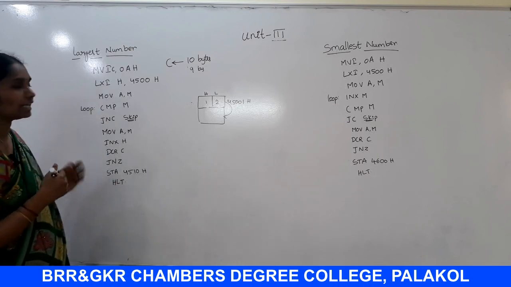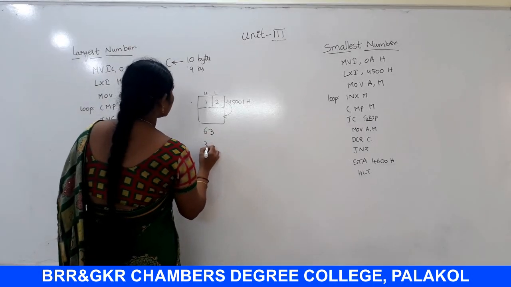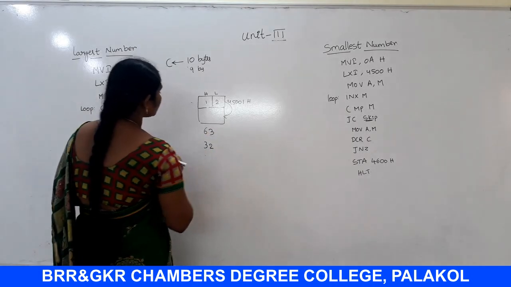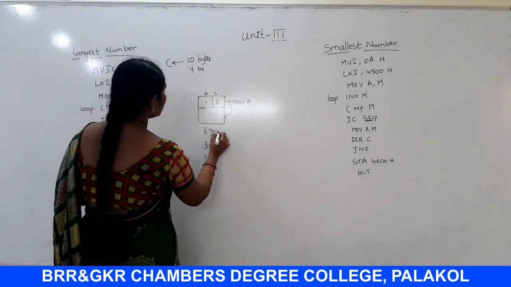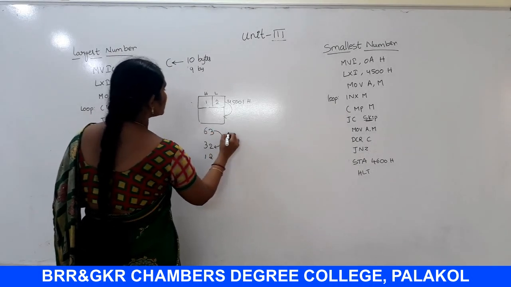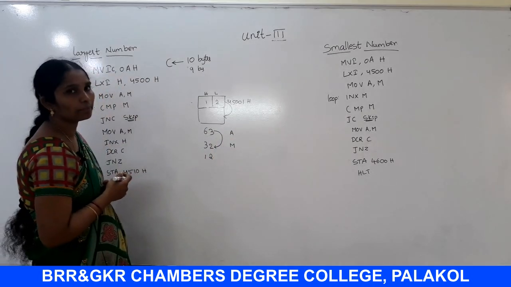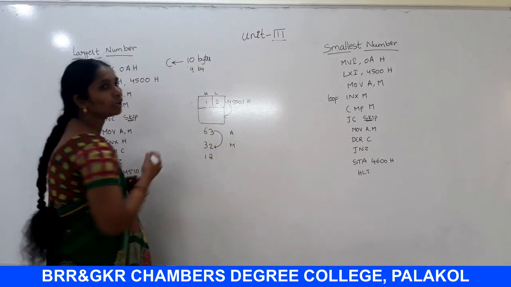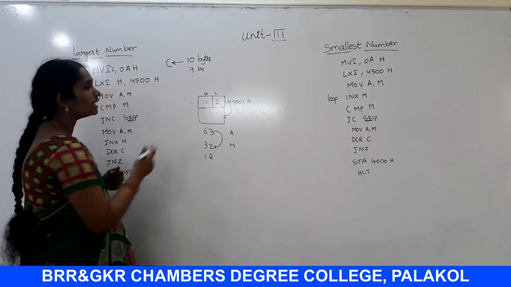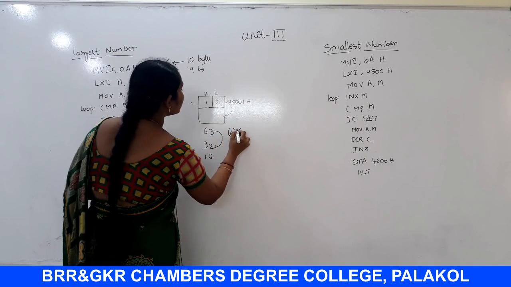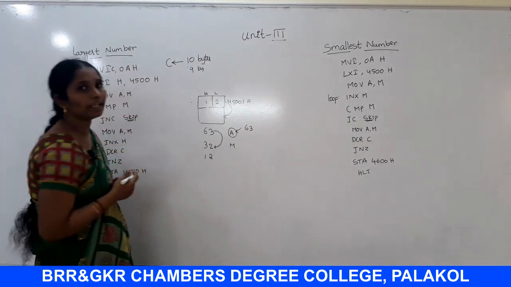For example, for understanding purposes, I consider numbers like 63 and 32, and some number like 12. First it will compare these two numbers, the accumulator number and the memory loaded number. Whichever is the greater value, no carry is generated, therefore the accumulator is equal to 63.